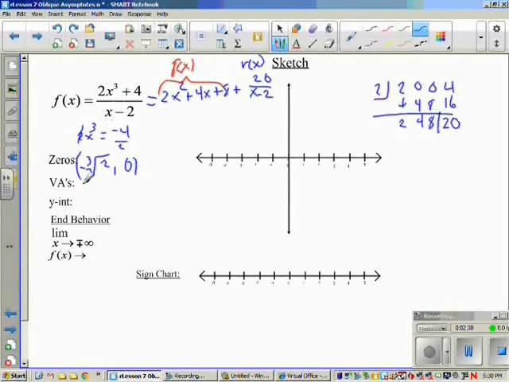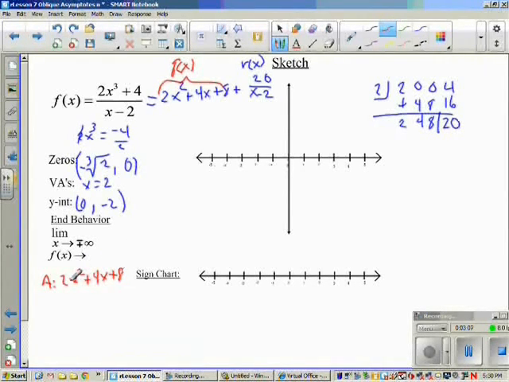The vertical asymptote, there's one of them at x equals positive 2. And then the y-intercept, plug in 0, you get 4 over negative 2. So that's negative 2. Now let's take a look back at our quotient function. That will be the asymptote of the end behavior. So that's 2x squared plus 4x plus 8.